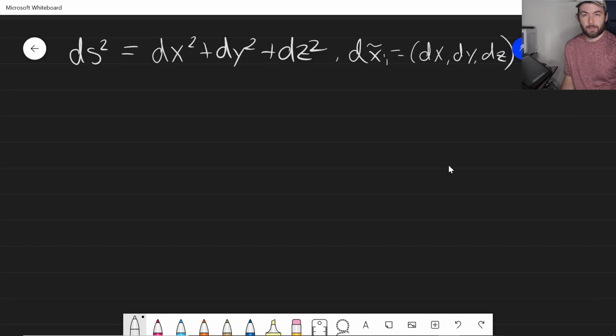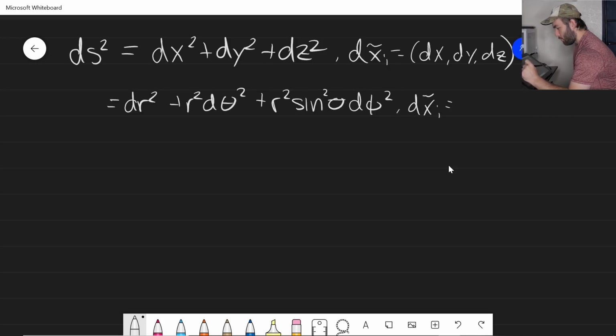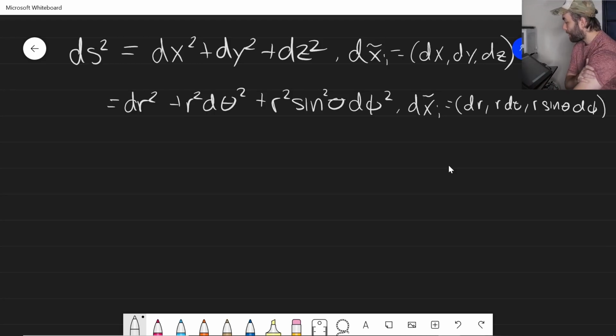We can also write this in spherical coordinates as the following. It would be equal to dr squared plus r squared d theta squared plus r squared sine squared theta, yeah, that's right, sine squared theta d phi squared. In which case dx tilde i would equal dr, r d theta and r sine theta d phi. So those are the displacement vector in a different coordinate system.